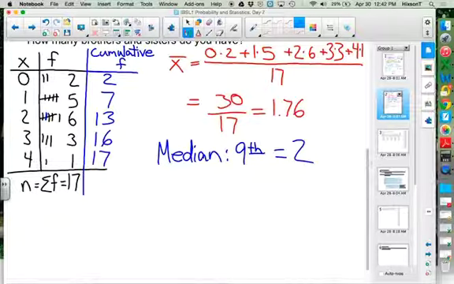All right. And then, lastly, what's our mode? 2. We have 6 twos. Our mode is 2. Okay? I almost did it.